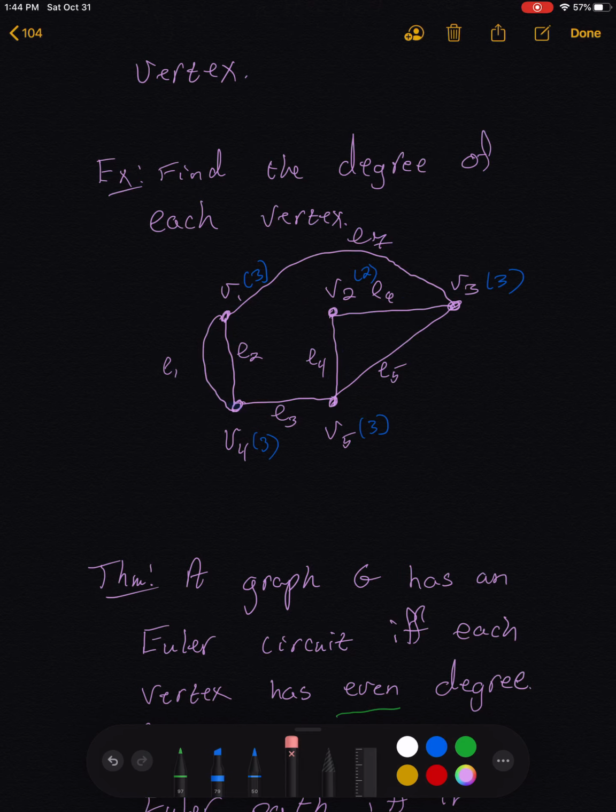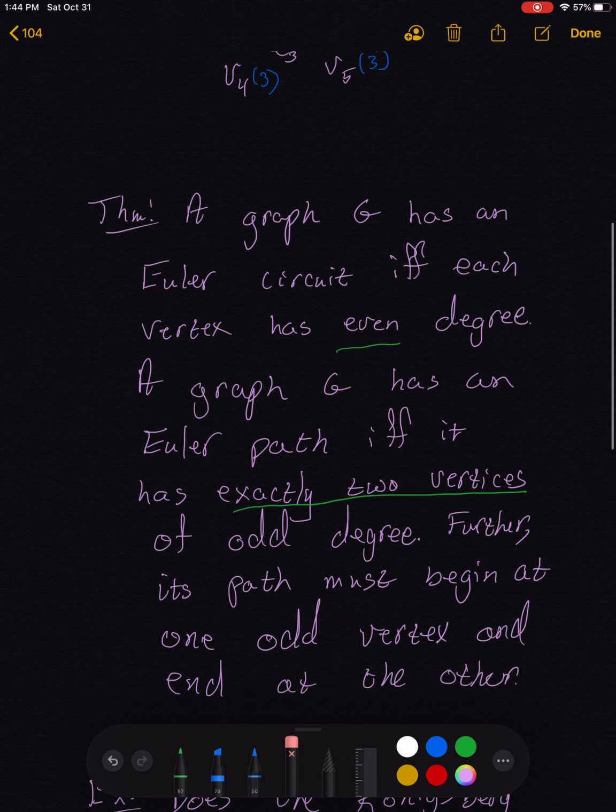Now, one thing you may notice here, we say if all of them are even, there's a circuit. If exactly 2 are odd, then there's a path. And then if there are more than 2 odds, then there's no path, no circuit. But that leaves out the case where there is 1 odd vertex. And the thing is that actually cannot happen.